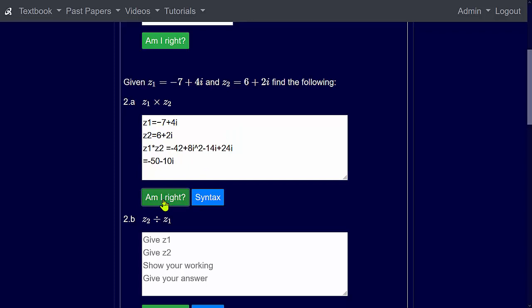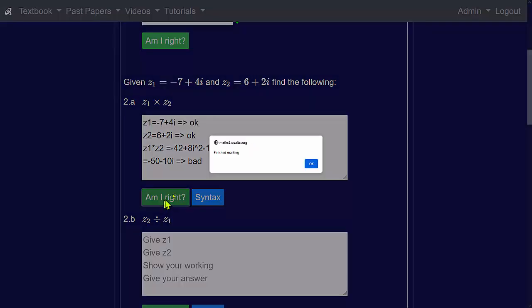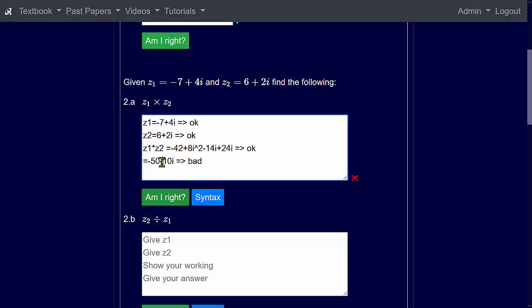And are we right? Yes, it's not minus 10i at all, is it? It's plus 10i. Am I right? Yes, I am. Okay, so 24 minus 14 is 10, not minus 10.